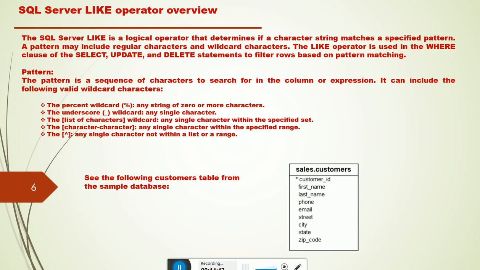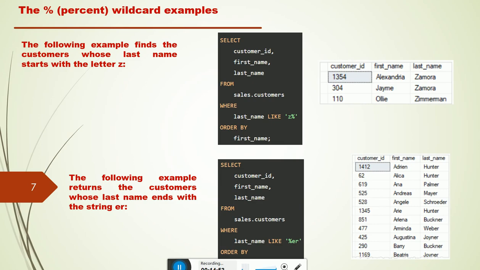Let me explain one by one. See the next thing, the % wildcard example. See the following example: find the customers whose last name starts with the letter Z. SELECT customer_id, first_name, last_name FROM sales.customer WHERE last_name LIKE 'Z%' ORDER BY first_name.